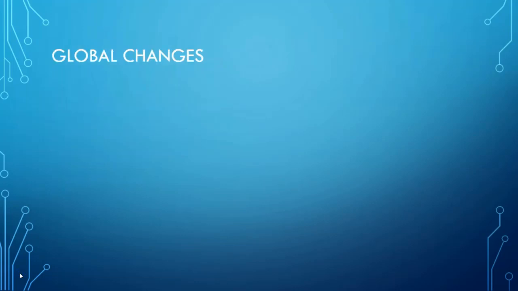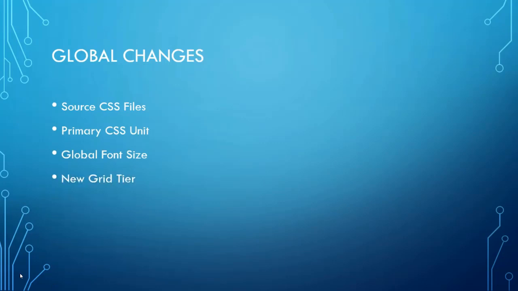There are some global changes as well. Bootstrap 4 has switched to SCSS, which is source CSS files. Primary CSS unit is being changed from pixels to rem, and 1 rem is equivalent to 16 pixels. Global font size is changed from 14 pixels to 16 pixels. New grid tier has been added for 480 pixels and below.